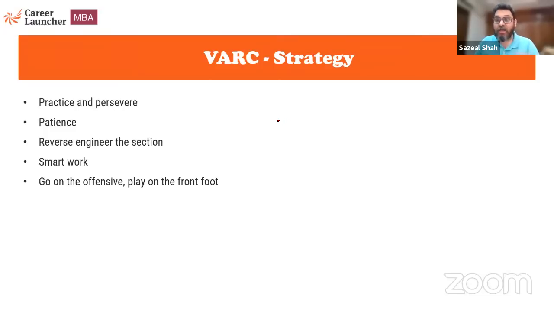So have patience, reverse engineer the section. Try to understand where your score came from in whichever exam, how did it come? Did you do something specific? Did you do a certain number of RCs? Were you ignoring certain kinds of questions, for example, para jumbles or para summary, and you got them right? Something. So go and analyze the good tests, go and analyze the ones you've done badly, and you will find out what you can do right. Smart work goes a long way.